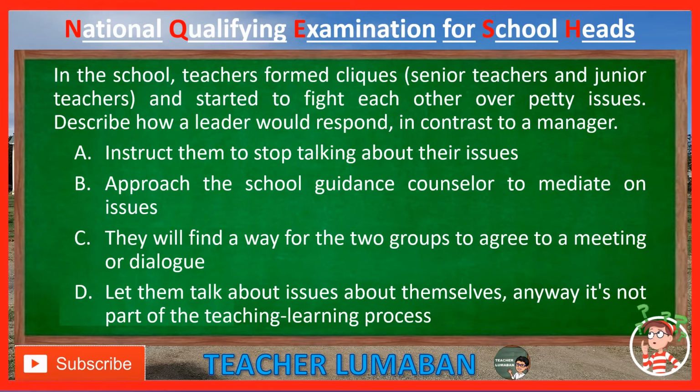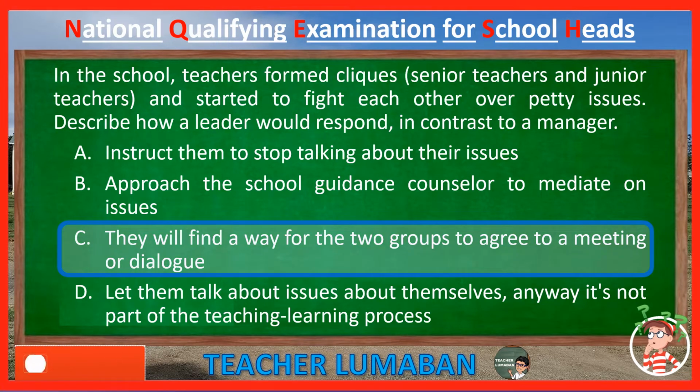Choose the suitable answer based on the given choices in 5 seconds. 5, 4, 3, 2, 1. Letter C is the correct answer. They will find a way for the two groups to agree to a meeting or dialogue. In the school, teachers formed cliques, senior teachers and junior teachers, and started to fight each other over petty issues. The leader would respond, in contrast to a manager, because they would find a way for the two groups to agree to a meeting or dialogue.